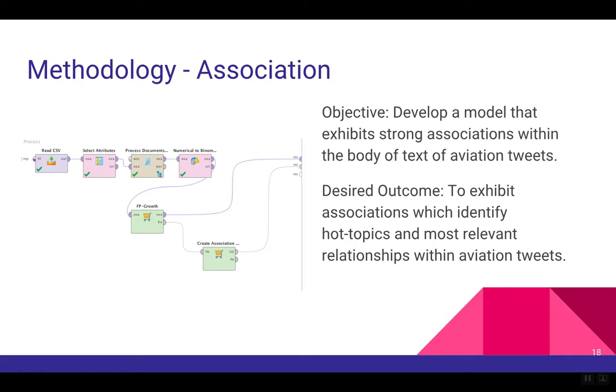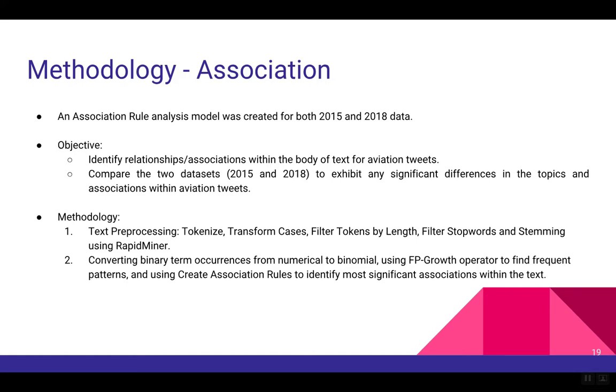As we all know, to obtain association rules, we must first find frequent patterns within the data. To prepare our model for frequent pattern and association rule analysis, we had to convert the results from nominal to binomial. Then we were able to utilize the FP growth and create association rules operators to complete the model. Beyond the text processing operators, adjustments to the support and confidence levels were made to capture the most prevalent associations. These adjustments were made to the FP growth and create association rules operators, resulting in a list of associations that exhibited hot topics and prevalent conversation topics within the aviation tweet data and their relationships. In the end, we noticed some interesting results that I'll soon discuss.